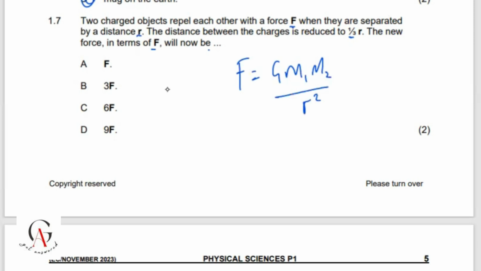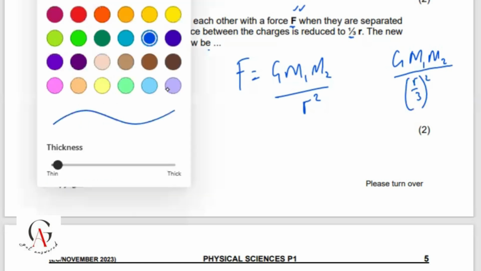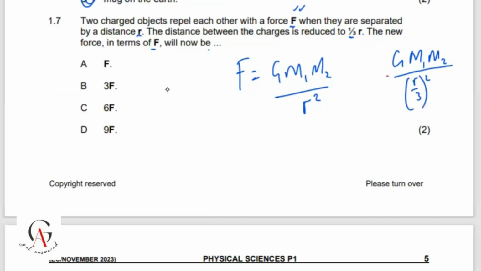So if it is F, the distance is r. Now they're telling us the distance is now reduced. The masses are still the same because the same object. So which means it's going to be G m1 m2, we're dividing it by r over 3, and this is going to be squared. So let's simplify this. It's going to be G m1 m2 over r squared, and then we divide this by 9.